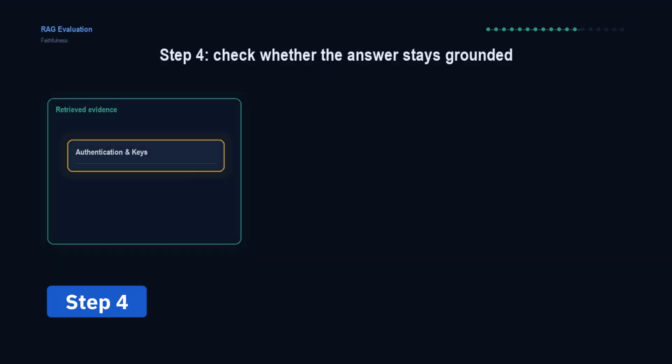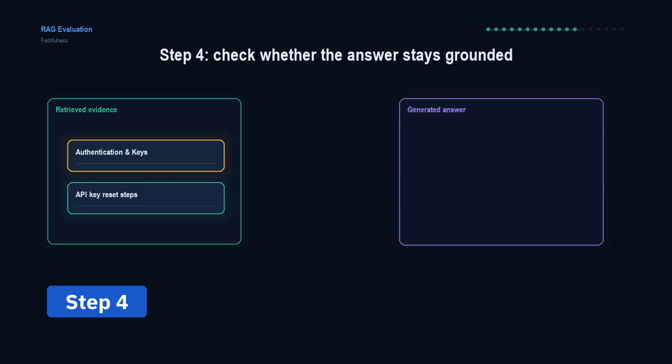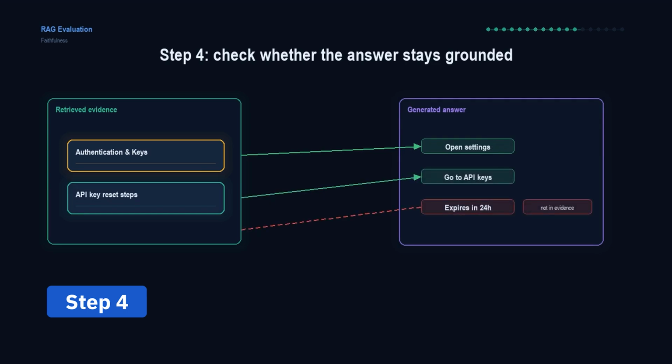Step 4 is to now separately evaluate the generation. Once you know retrieval found the right chunk, a different question kicks in. Did the model actually use it correctly? This is where you check for faithfulness. Does the answer stay grounded in the retrieved text or does it wander off and add things that aren't there?